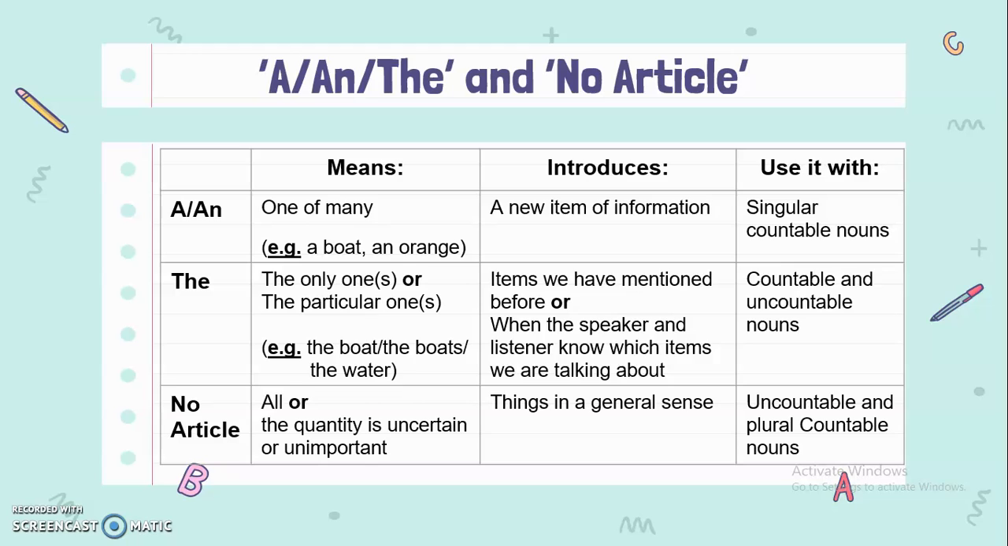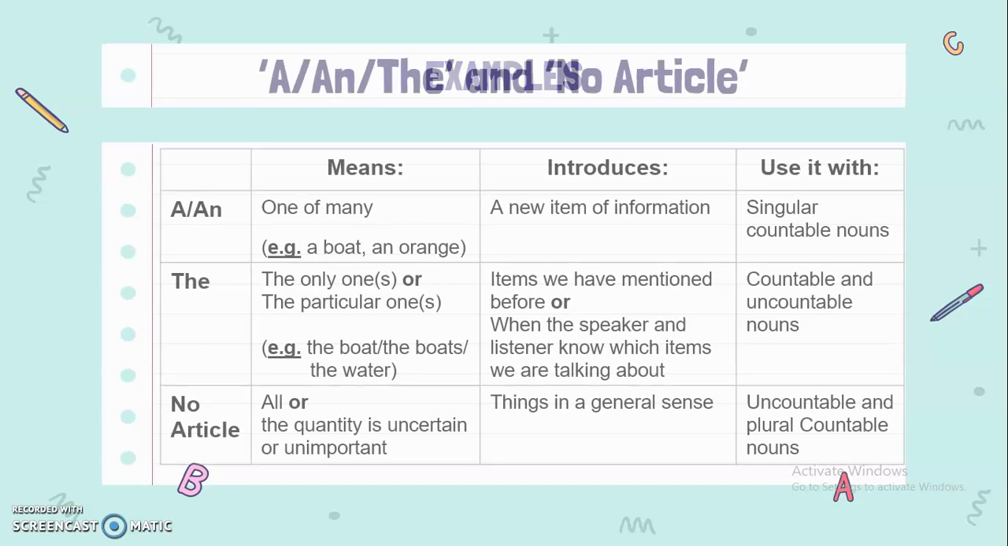Last, when you never use an article, or when you get rid of the article, it means it refers to all things. The noun is referring to all things, or the quantity is uncertain or unimportant. So it's used to introduce things in a general sense, and you can use it with uncountable nouns as well as plural countable nouns.